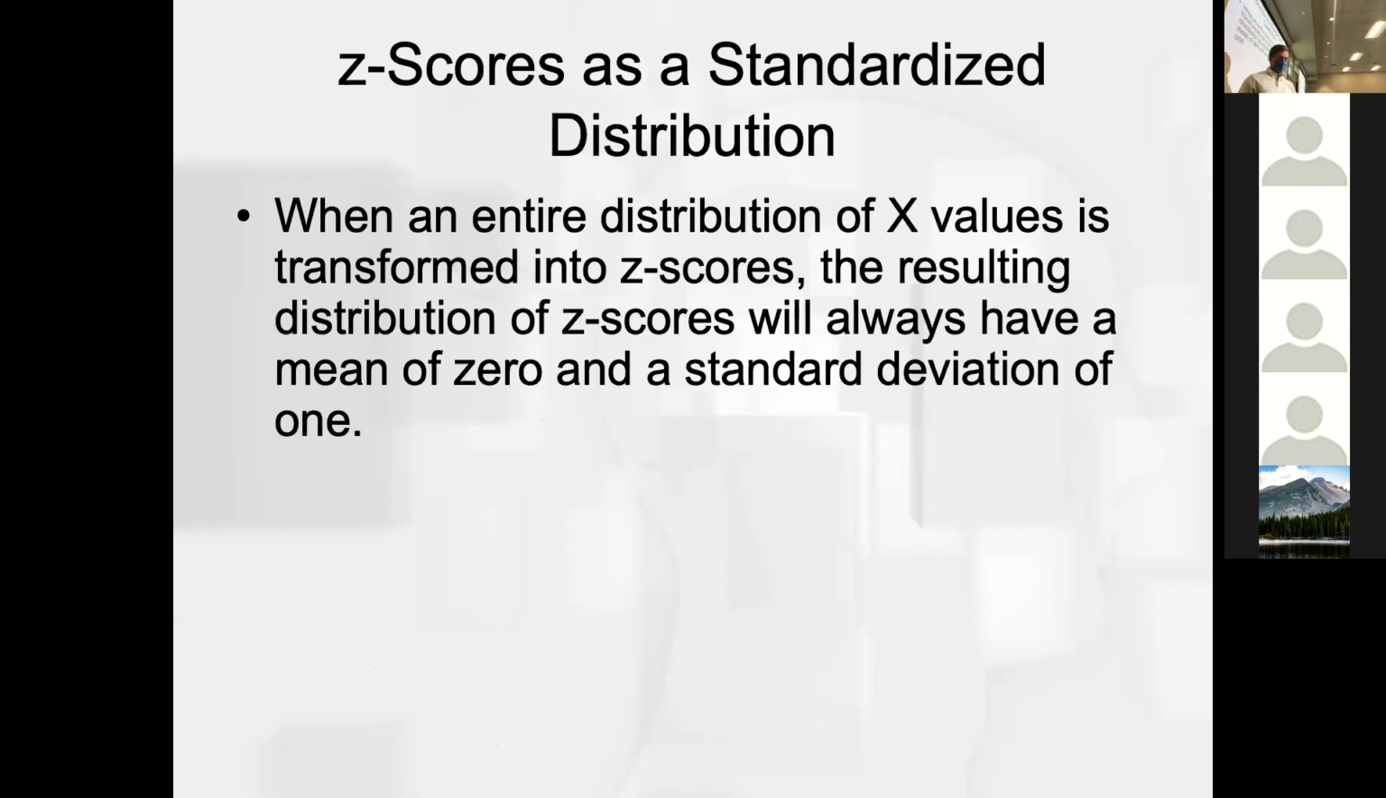All right, so when an entire distribution of x values is transformed into z-scores, the resulting distribution of z-scores will always have a mean of 0 and a standard deviation of 1. So that's kind of a good sanity check when you're doing practice problems or doing it on your exam. If you find the mean and the standard deviation of the z-scores, and they're not 0 and 1 respectively, you know you screwed up.